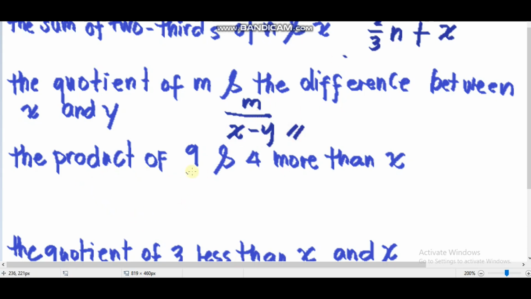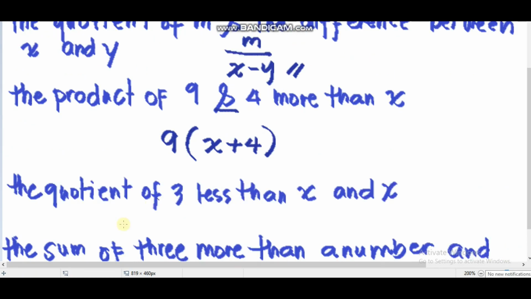How about the product of n and 4 more than x? So for the product, you have n, and here, 4 more than x is x plus 4. And you have the quotient of 3 less than x and x. So there is division. So you have x minus 3 over x. So the quotient of 3 less than x and x.